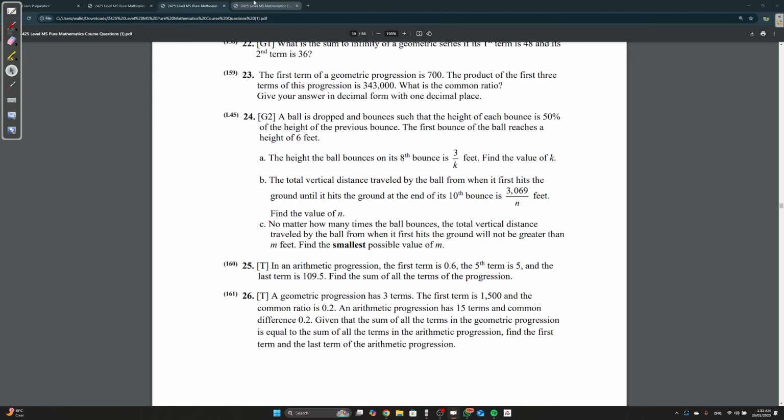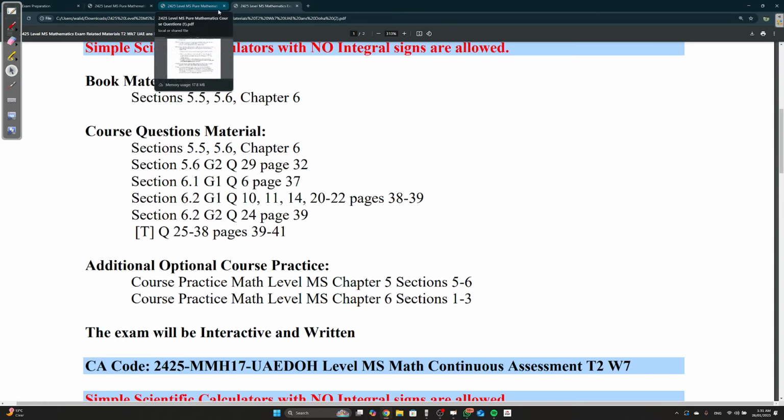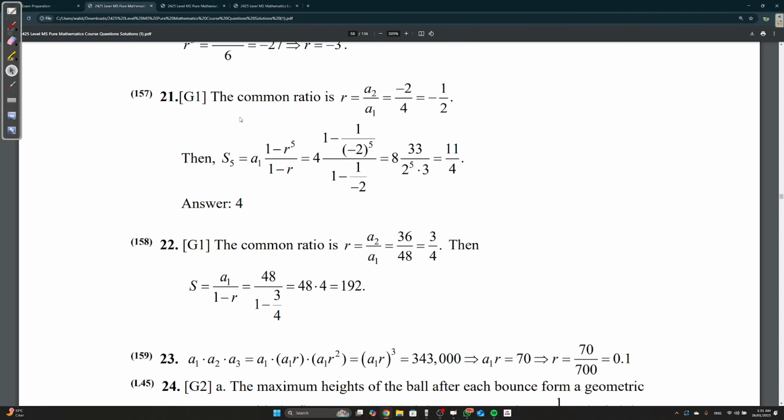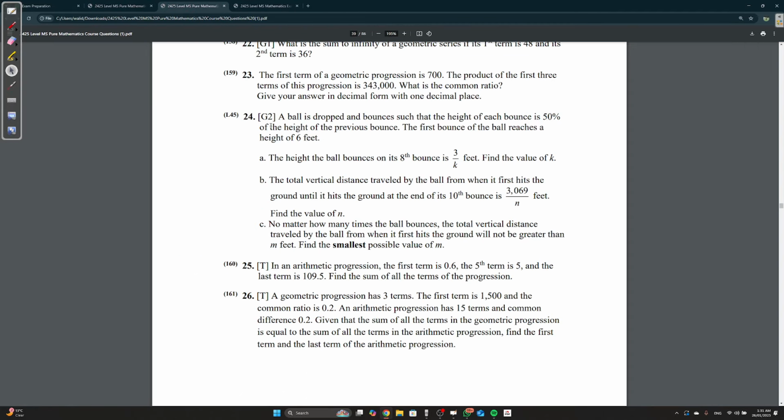Question 24. 2022, question 24. Okay, and then we start with part A, right? A ball is dropped and bounces such that each bounce is 50% of the previous bounce. So we know that r is equal to 0.5 because it's half. The first bounce reaches a height of 6 feet. The height of the ball on the 8th bounce is what?